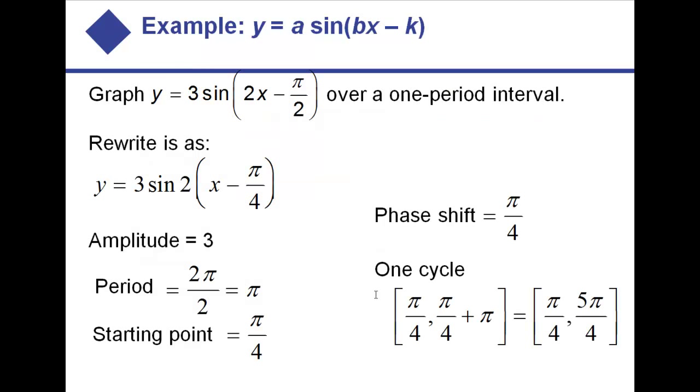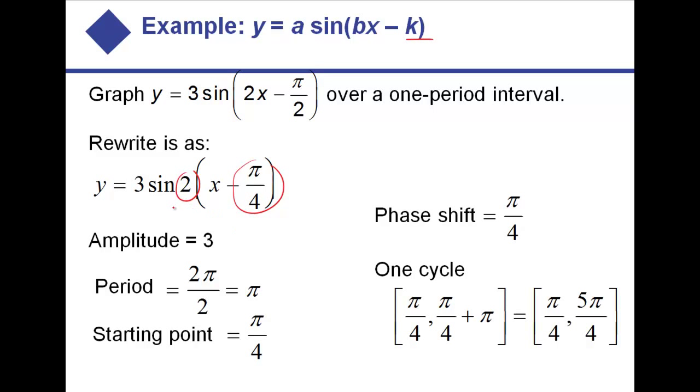If we wanted to graph something of this form, we have to do what we just did and rewrite it in a form where we can recognize B and our phase shift. They call it K. I often call it C. You know, A, B, C kind of makes sense.